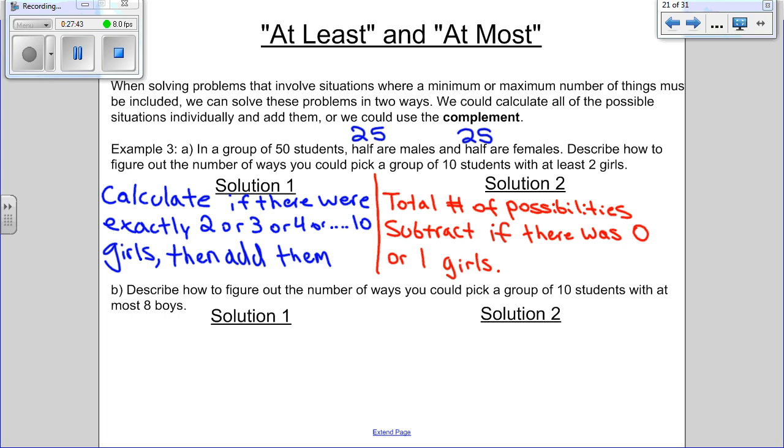Much easier. That requires 3 calculations. I have to calculate the total, calculate 0 girls, calculate 1 girl. Doing it the other way, I've got to do 2 girls, 3 girls, 4 girls, 5 girls, 6 girls, 7 girls, 8 girls, 9 girls, 10 girls. I've got to do 9 calculations in the first one, and then add them all together. Does that make sense? The complement?